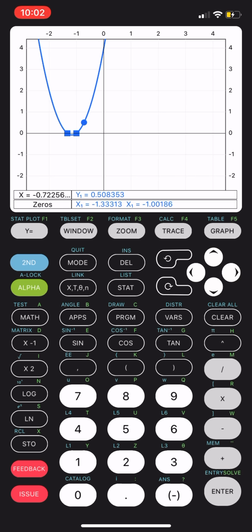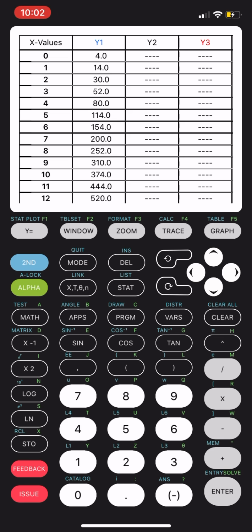This is probably the easiest one. If you go to the table by pressing second graph, you go to your x value, which is 0, and you just look at your y value. My y value is 4. So then that's all you need for your y-intercept. So your y-intercept is going to be 0, 4.